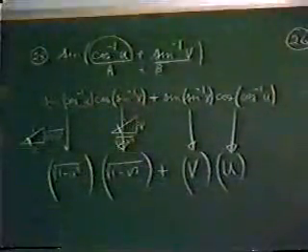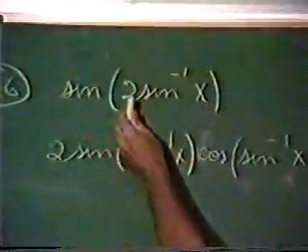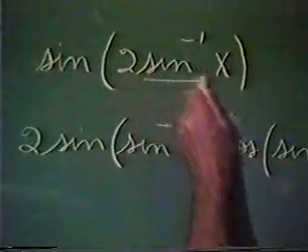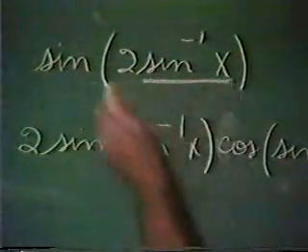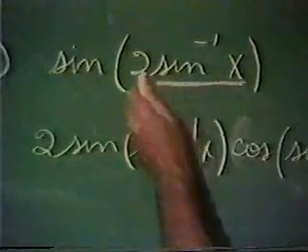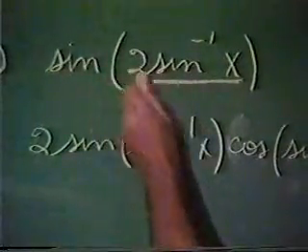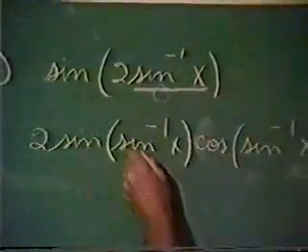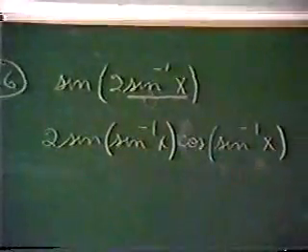All right, let's look at example 26. Here we have the sine of 2 times the inverse sine of x. Now what I'm trying to point out here is that this is an angle. So what we have is the sine of the double angle formula, the sine of 2 theta. So that's 2 sine of the angle, cosine of the angle.